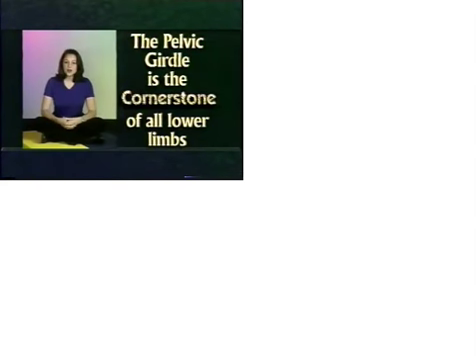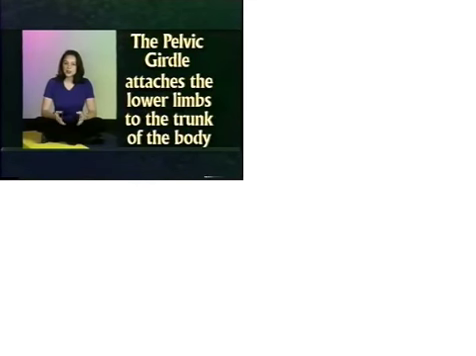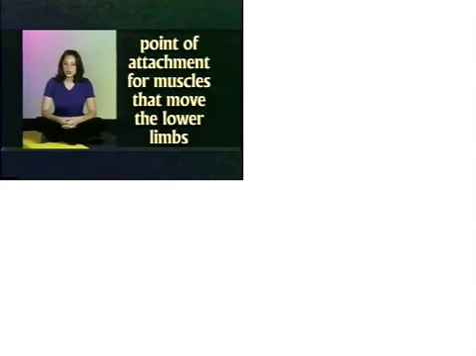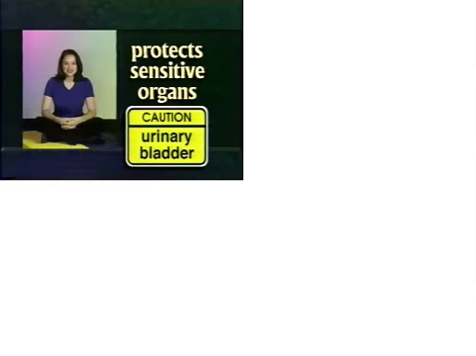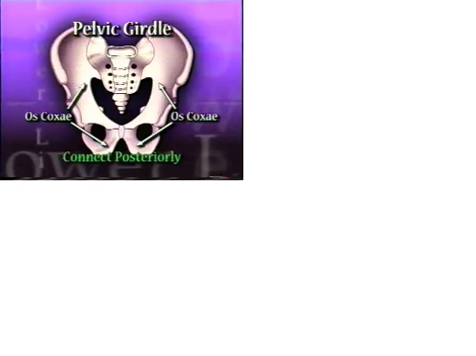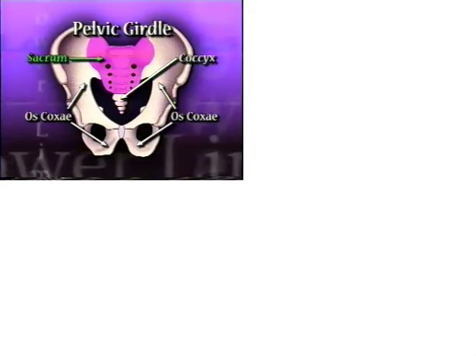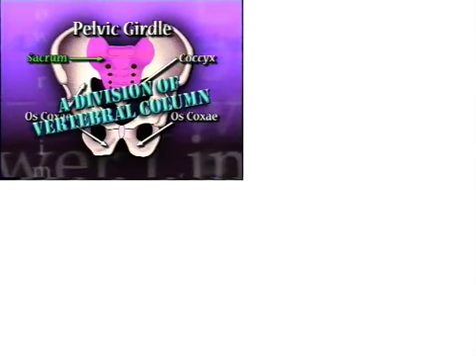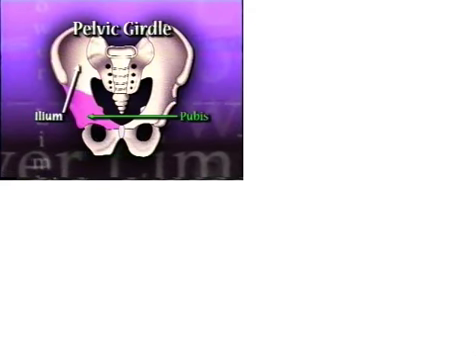You probably know the pelvic girdle as the hip, but you probably don't know it personally, so let us explain. The pelvic girdle attaches the lower limbs to the trunk of the body. It's also a point of attachment for the muscles that move the lower limbs, and it even protects sensitive organs like the urinary bladder. The pelvic girdle is made up of 2 bones called os coxae, which connect posteriorly with the sacrum and the coccyx. You remember the sacrum. It's a division of the vertebral column. Each os coxa is made up of 3 bones, the ilium, the pubis, and the ischium.